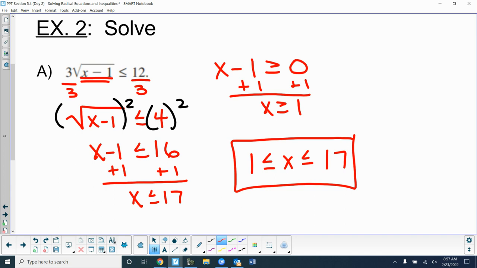If I pick like a 20, well, let's make it nice. Let's say 26. What's 26 minus 1? 25. What's the square root of 25? 5. What's 3 times 5? 15. Is that less than or equal to 12? No. Right? So any number in between works: 1 is okay, 17 is okay, and anything between those works. If I pick a number outside of that, you won't get a true statement. Okay?